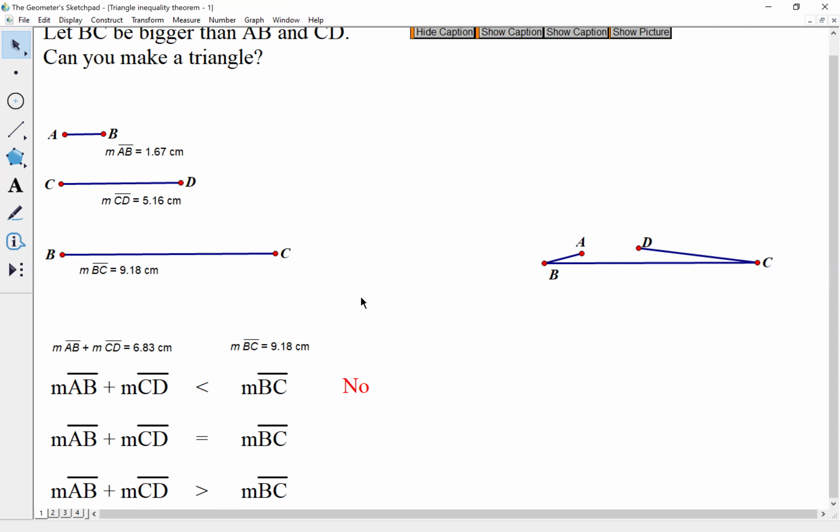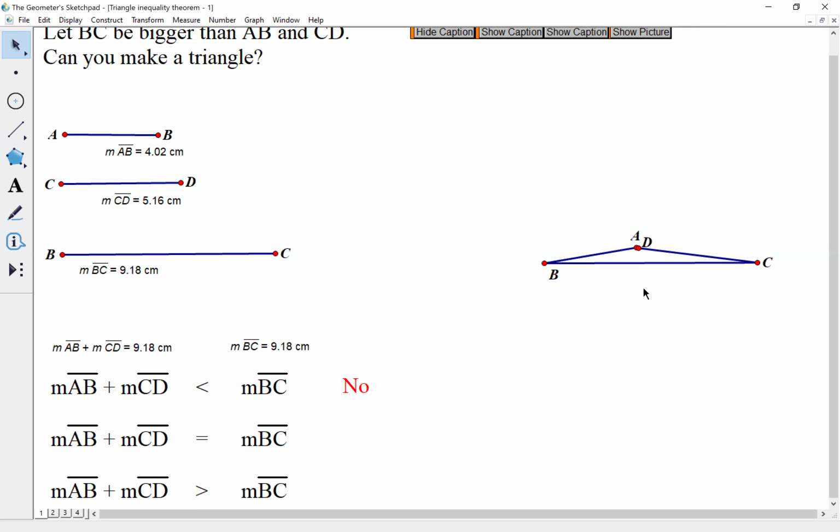Okay, what happens if they actually equal each other? I add the two small sides. Actually, let me make them equal each other. Let me bring this to about 9.18. Okay, there. Let me highlight these. I'm adding the two small sides and it goes 9.18 centimeters. I look at the big side, which is also 9.18. What happens when they're equal to each other? Looking at my figure, it looks like it's a triangle. Some people might say there's a triangle right there.